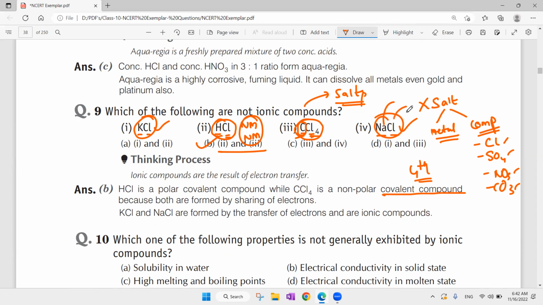Now, sodium is metal, chlorine is non-metal. Potassium is metal, chlorine is non-metal. But here, if you can observe, hydrogen is non-metal, chlorine is non-metal. Carbon is non-metal, chlorine is non-metal. Is that possible? Yes, it is possible. In the 4th chapter, we are going to see that.